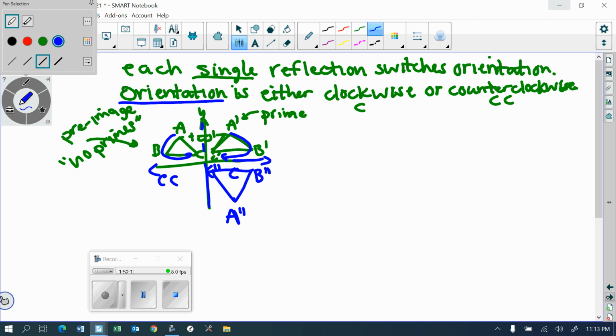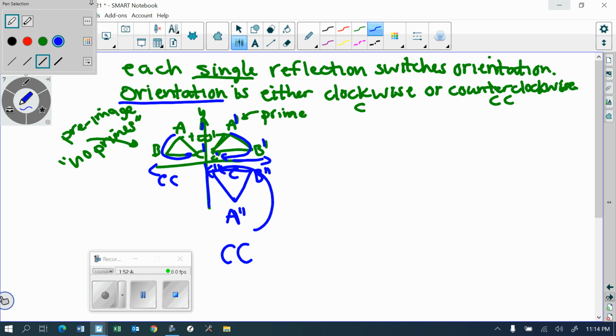Okay, so that would tell me, here's my preimage. Since this has single hash marks, primes on them, that means that is the first reflection. And these ones have double primes, that means this was the second reflection, the second image. Now if I look at ABC here, we're back to counterclockwise. So I went from counterclockwise to clockwise on the first reflection, and from clockwise back to counterclockwise for the second reflection. Every time you do a reflection, it switches orientation.